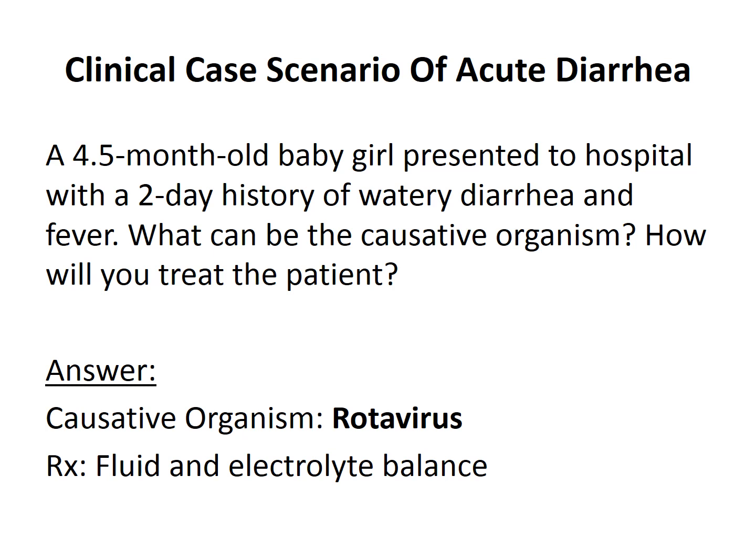A clinical case scenario of acute diarrhea has been given here. A 4.5-month-old baby girl presented to hospital with a 2-day history of watery diarrhea and fever. What can be the causative organism and how will you treat the patient? Well, as you have already studied, rotavirus is the main cause of childhood diarrheas, and the focus of our treatment should be on fluid and electrolyte balance, as there is no use of giving any antibiotic because the causative organism here is a virus.